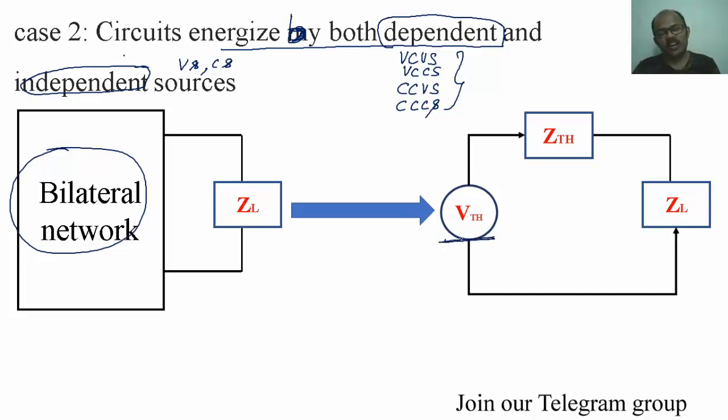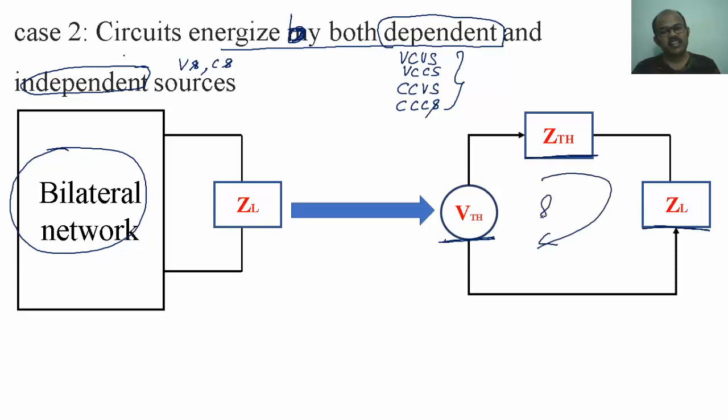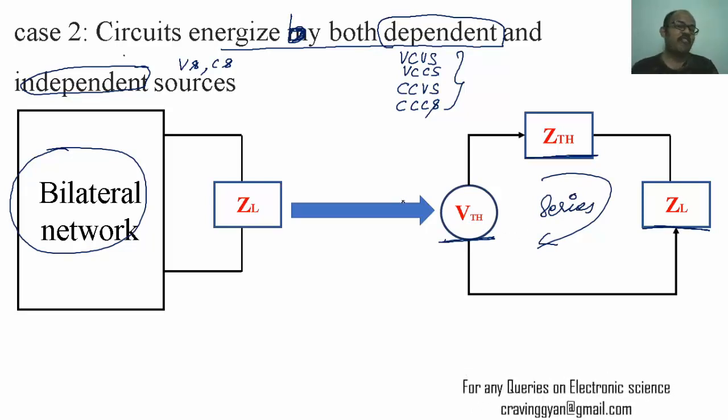That one I am going to call Thevenin's voltage, and the impedance looking at that end is Thevenin's impedance, and the load resistance. All these three things are connected in series. Since you have active or dependent elements, you can't calculate the value of ZTH directly.